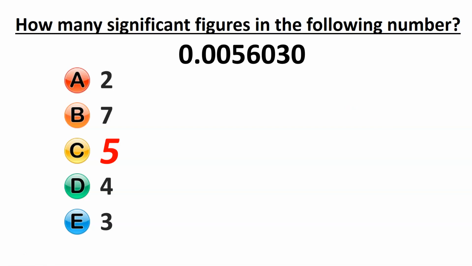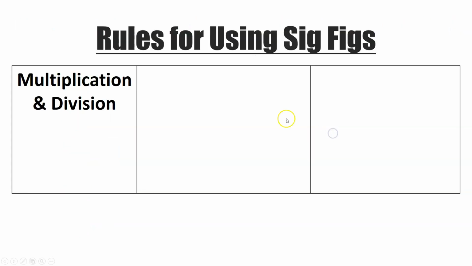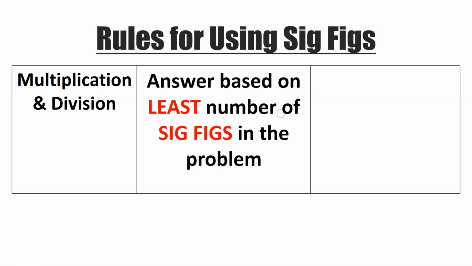Counting significant figures is not too tough because you end up using them often enough that you get really used to counting them. But doing mathematical operations with significant figures is a little bit trickier and it does take some practice. Multiplying and dividing, our answer is going to be limited by the least number of sig figs that you see in the problem. So you're basically going to be limited by your worst number.